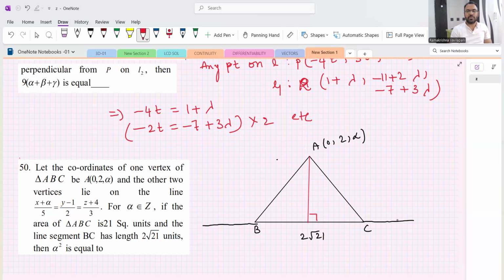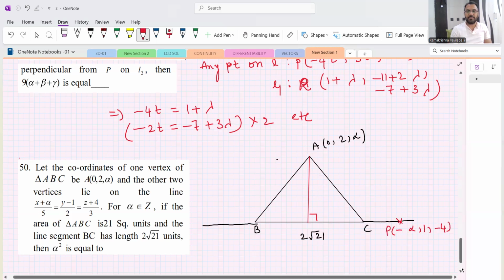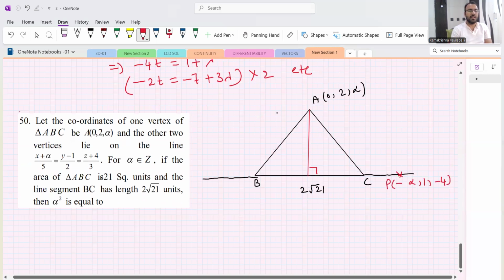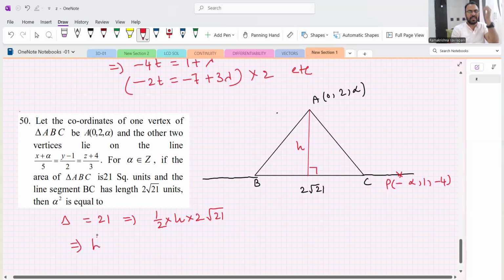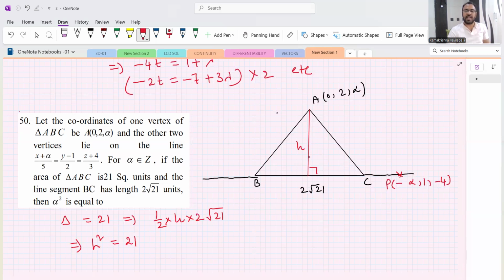The line passes through the point P (minus alpha, 1, minus 4). The area of the triangle is 21 square units, so delta is equal to 21 square units. Half into the height h into the base 2 root 21. This implies that h square is equal to 21. So we need to find the height of this triangle.